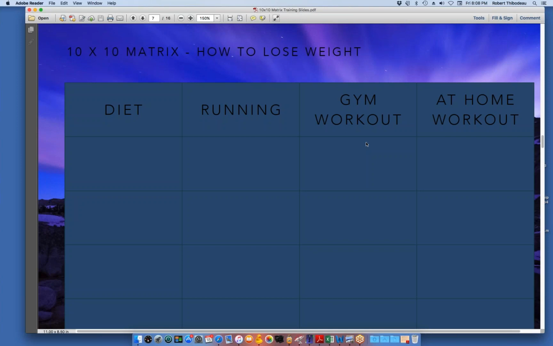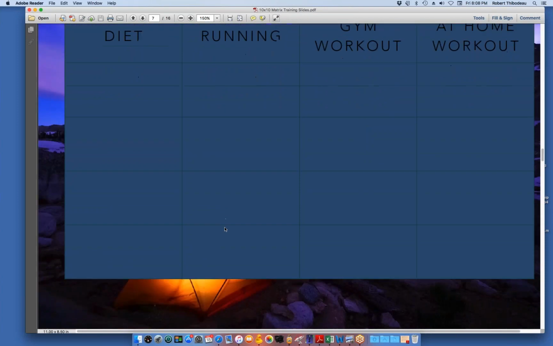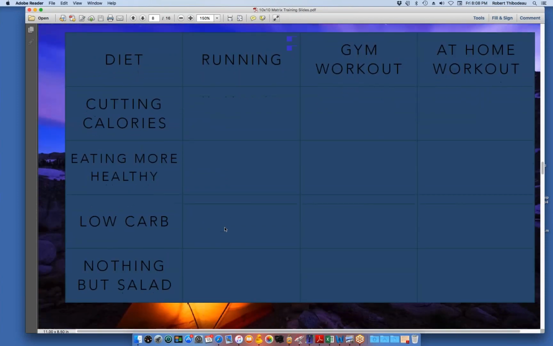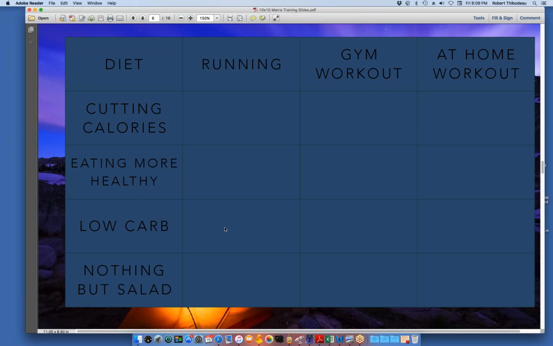I would start off by having 10 columns and trying to fill that in. Okay? So here in the weight loss niche, we have diet, we have running, we have gym workouts, and we have at-home workouts. And like I said, we just continue on. Now, under each one of those categories, the diet, the running, the gym workout, the at-home workout, I want you to then think about that category, diet. Okay, what different kinds of diets can we use to lose weight?